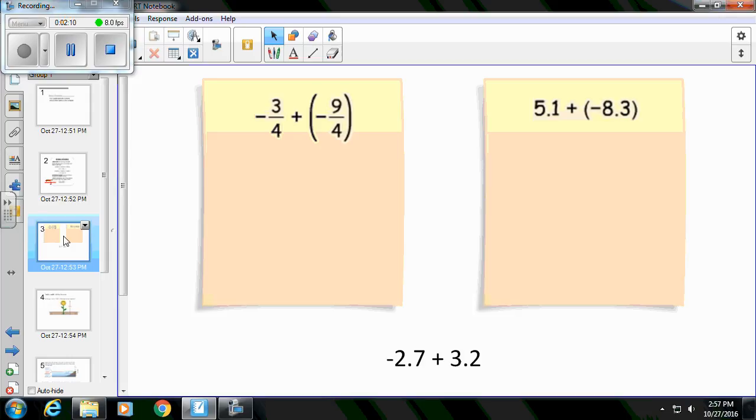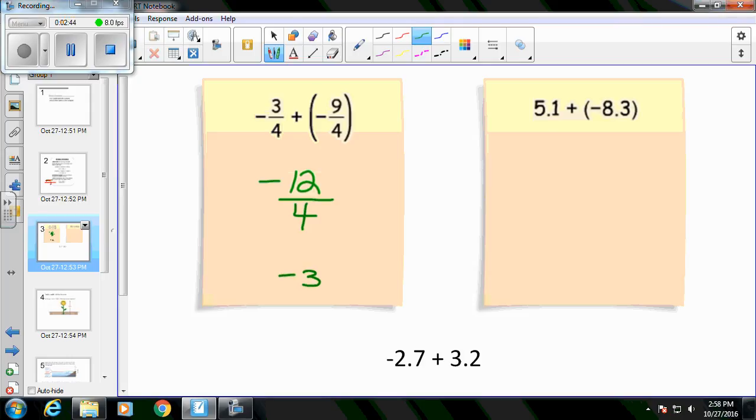So for the first one, negative 3/4 plus negative 9/4. When I'm adding rationals or fractions, I have to have a common denominator. These both have a common denominator of 4, so I'm all set. Now, because the signs are both negative, I'm going to add the two numbers. 3 and 9 is 12. I keep my denominator, and because I'm adding them and they're both negative, it remains negative. Negative 12/4 we know can simplify to negative 3.